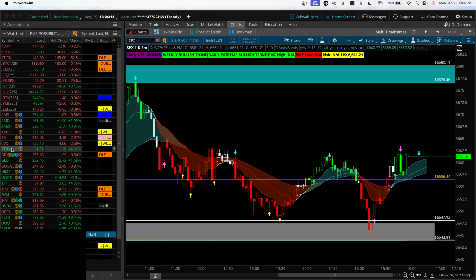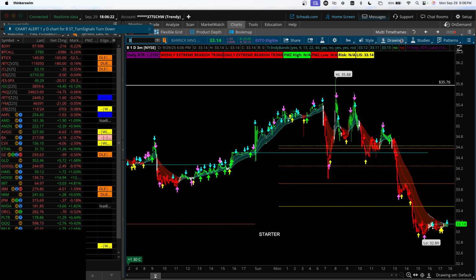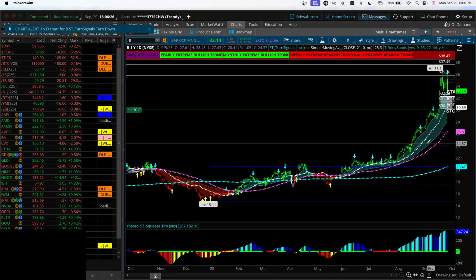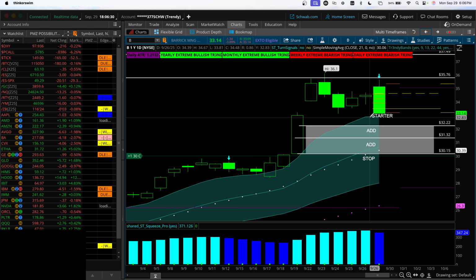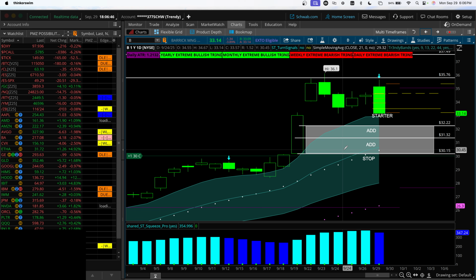Up next, I started a trade in Barrick Gold. Gold miners, all of the above has been very bullish, and Barrick Gold actually had a pullback today to the daily 9 EMA, this EMA cloud right here. So I started a position. It doesn't expire until December. Just half my allocation here with plans to add into this buy zone.